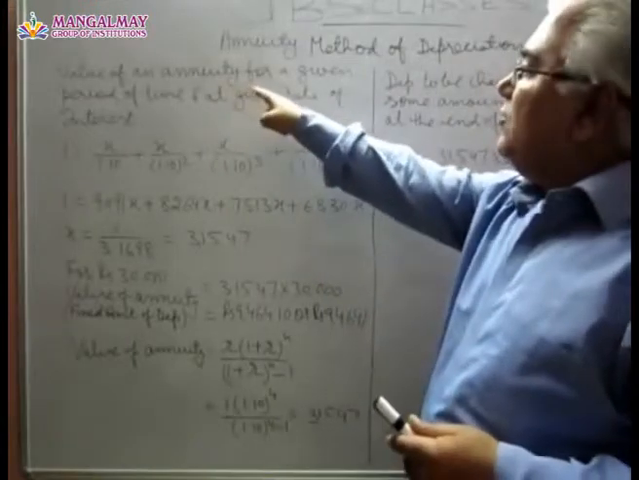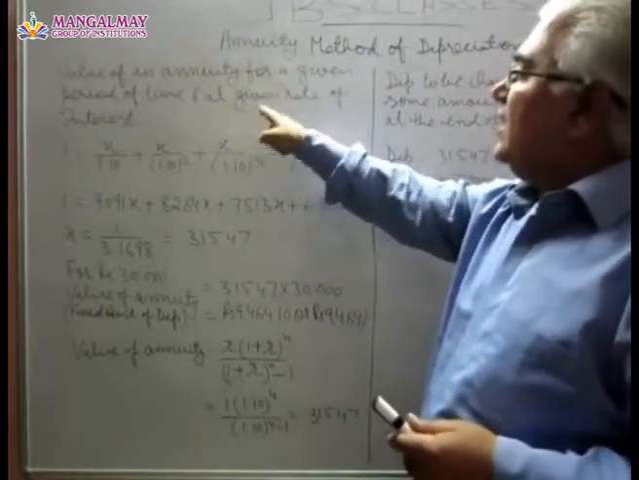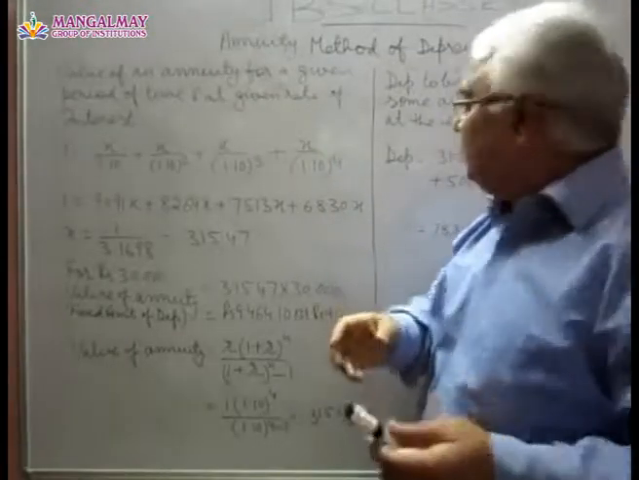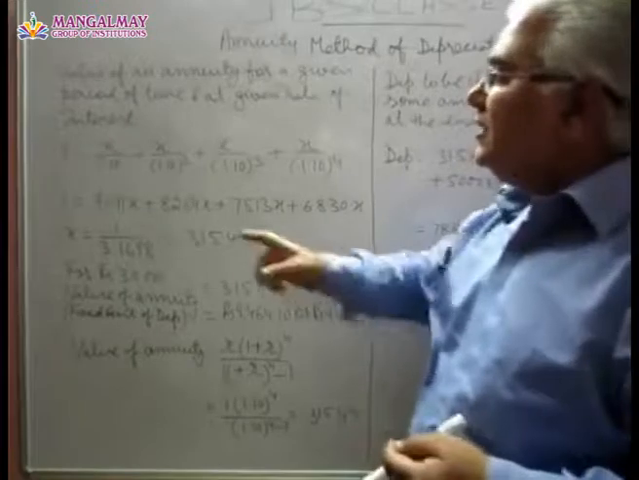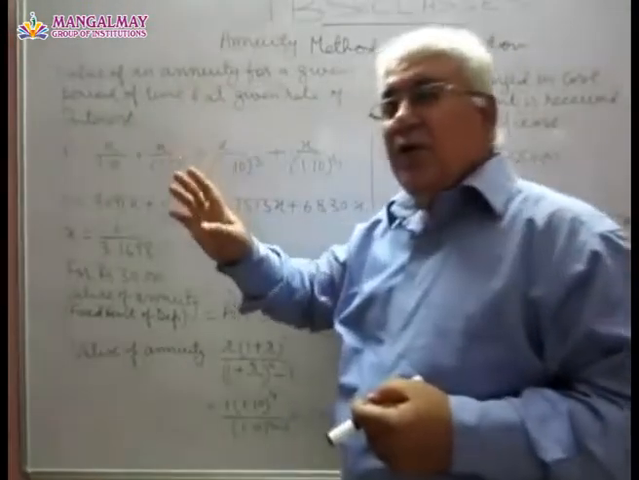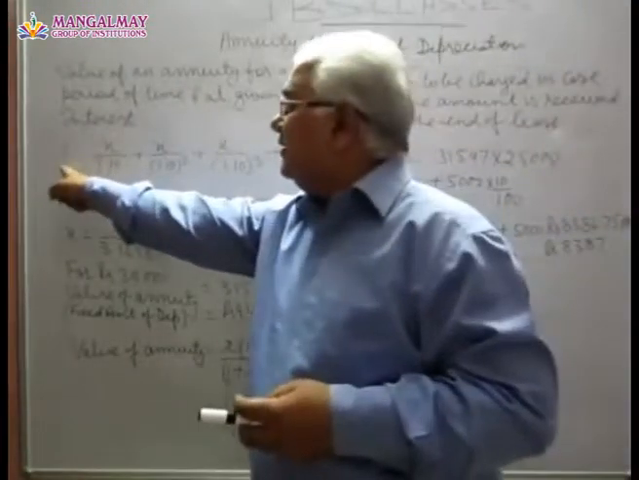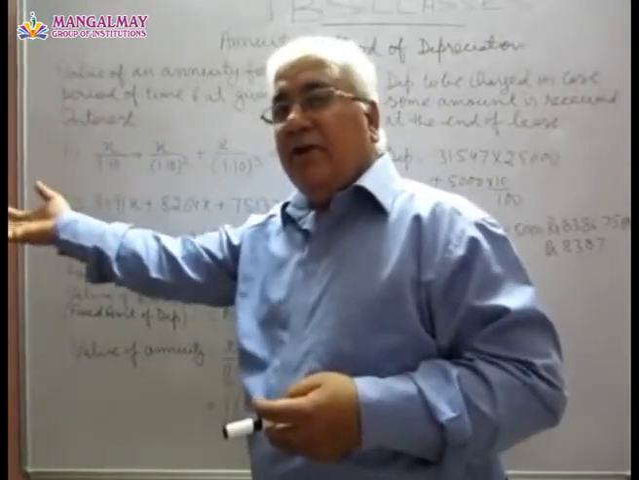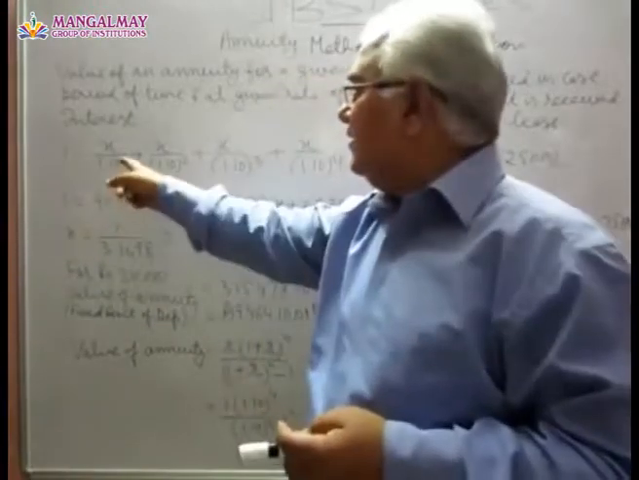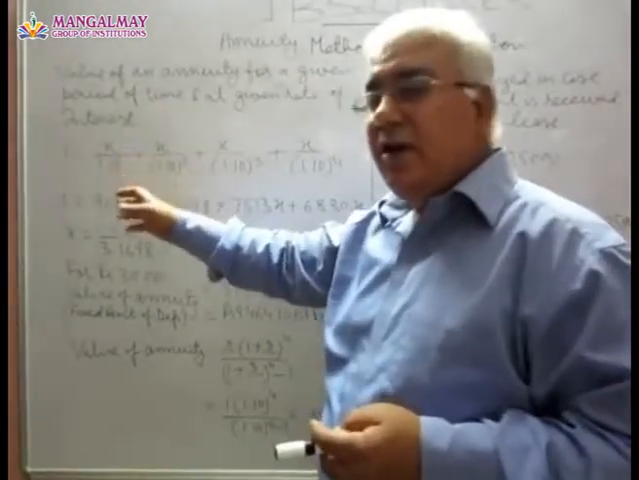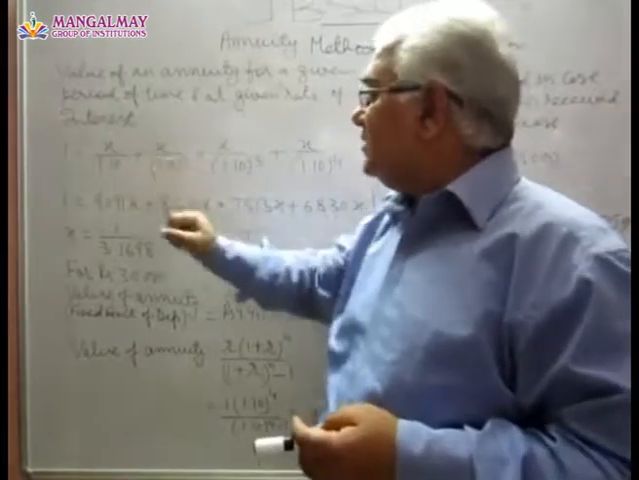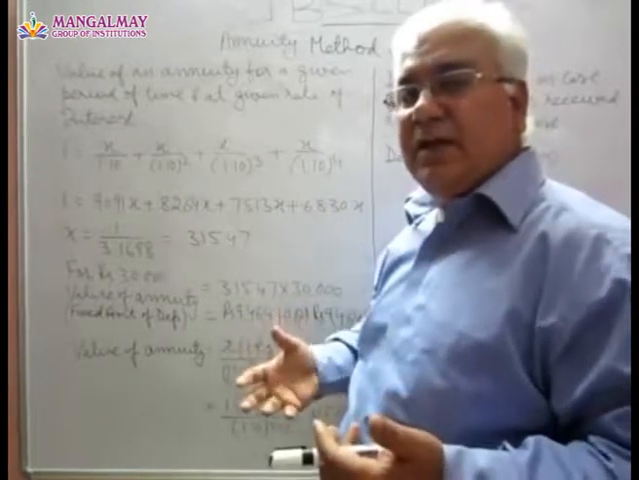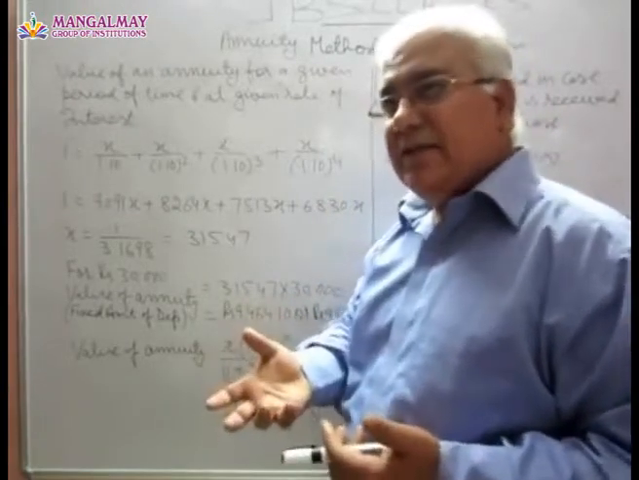Here, value of an annuity for a given period of time and at a given rate of interest. In this case, the period we have taken is 4 years and interest rate 10%. And this is rupee 1. So if at present there is rupee 1, what is the value of annuity? What is the value of annuity if the rate of interest is 10% and the time involved is 4 years? So let us assume that annuity to be equal to X.